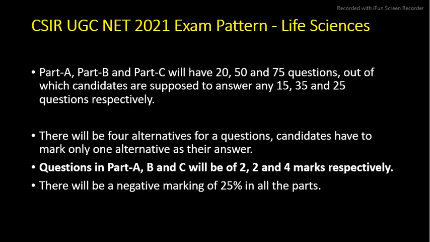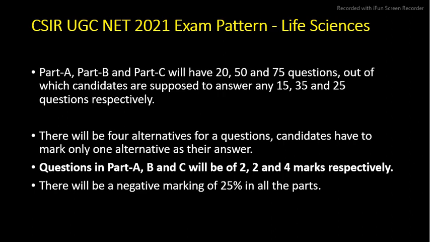So there are three sections: part A, part B and part C. Part A will have 20 questions, part B will have 50 questions, part C will be having 75 questions, out of which candidates are supposed to answer any 15, 35 and 25 questions respectively. That is, from part A we have to answer 15 questions, from part B out of 50 we have to answer 35 questions, from part C out of 75 questions we have to answer 25 questions.